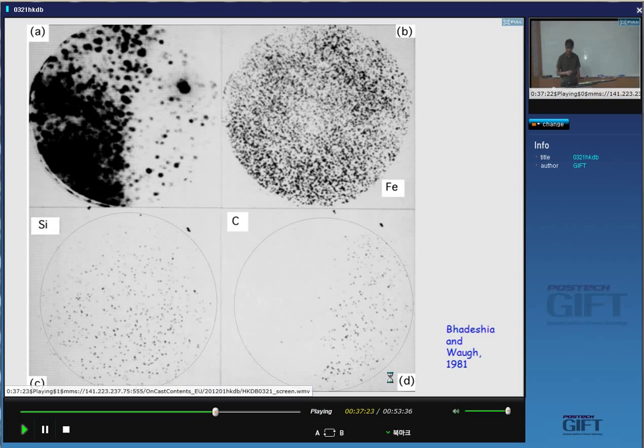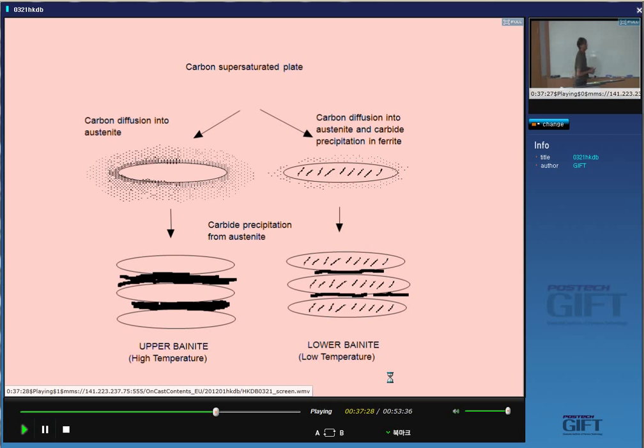One hypothesis is that carbon diffuses during the course of transformation. But we could also have a scenario like this, where bainite forms exactly like martensite. There's a carbon supersaturated plate. But at the temperatures where we are making our observations, the carbon then escapes into the austenite. And at high temperatures, it escapes rapidly, so you get precipitation between the plates.